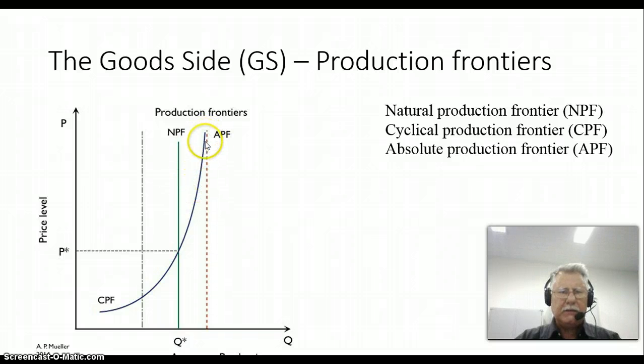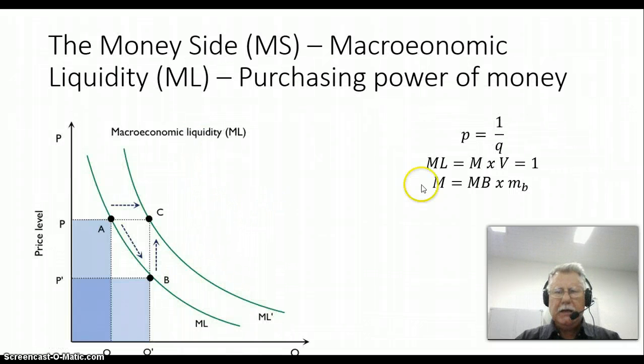This is the high season. Prices get much higher than in the low season. This is the money side, and here the equation. Let's say this one is MV, so we have an inverse relationship between prices and quantity. Now here is the curve, the macroeconomic liquidity curve. Movements on the curve reflect changes in the purchasing power: a move downward is an increase of the purchasing power, and a move upward is a reduction of the purchasing power. And shifts are shifts in the size of macroeconomic liquidity.